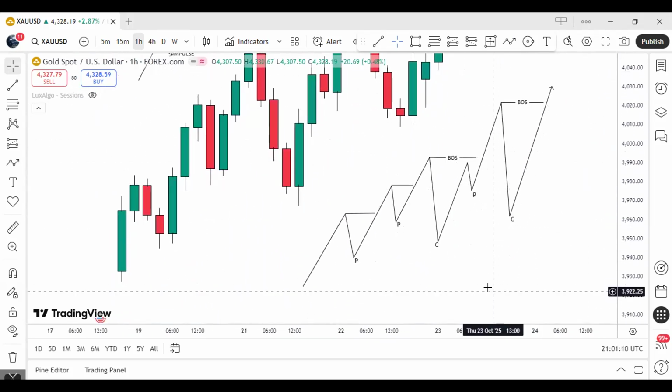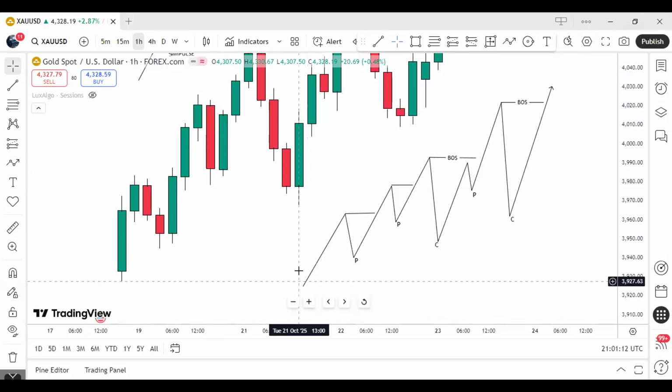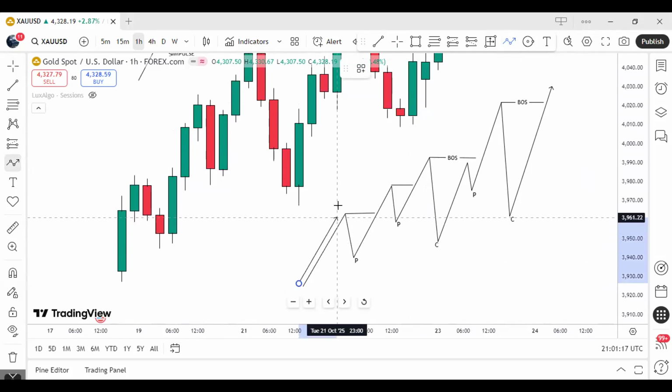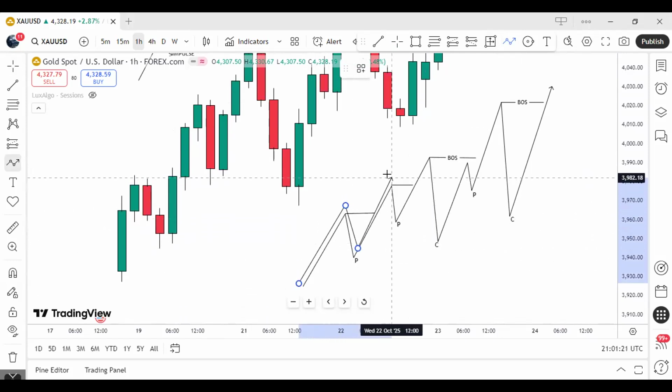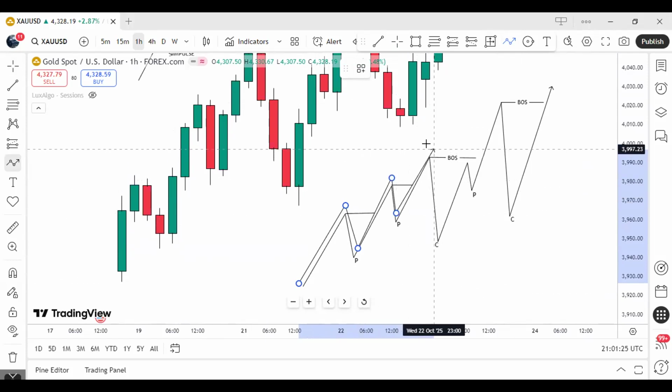From this diagram here, this is what the corrective move looks like. This is an impulse move. This is an impulse move here. This is a pullback, right? This is another impulse. We have another pullback here. We have another impulse, right? We have another pullback. This is not a corrective move.